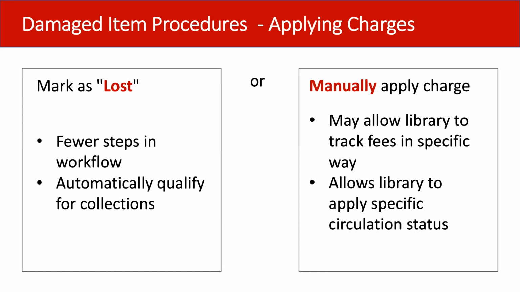The second option of manually applying the fee and manually updating the status of lost, your library may opt for this method if you prefer to track fees a certain way. And maybe you want to use that damage circulation status. So for this scenario, we are going to go with the first option and mark the item as lost.